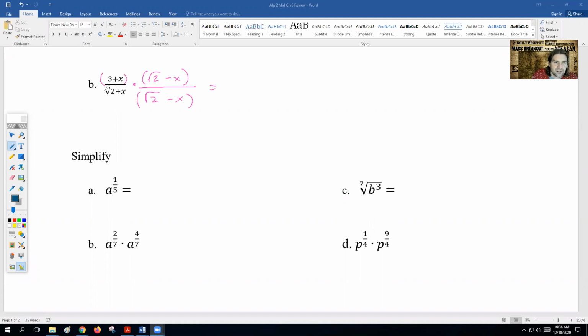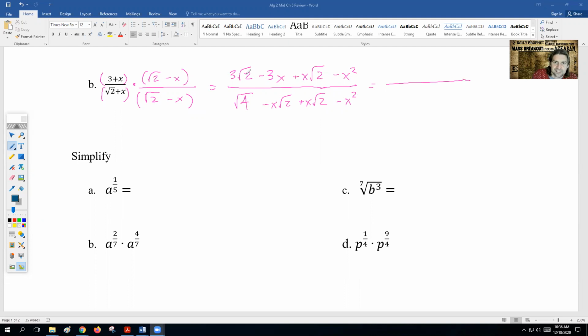All right, we got to distribute on the top and distribute on the bottom. All right, 3 times radical 2 is 3 radical 2. 3 times negative x is negative 3x. X times radical 2 is x radical 2. X times negative x is a negative x squared. Now on the bottom, radical 2 times radical 2 is radical 4. Radical 2 times negative x is negative x radical 2. X times radical 2 is x radical 2. X times negative x is negative x squared.